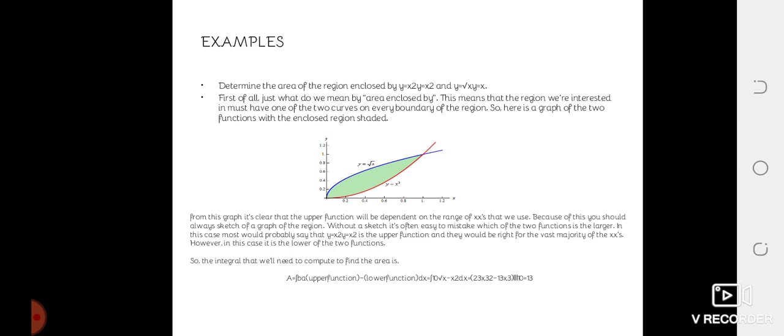So, the integral that we'll need to compute to find the area is this one. You will see the area is this one.